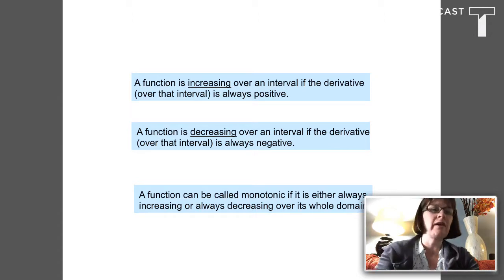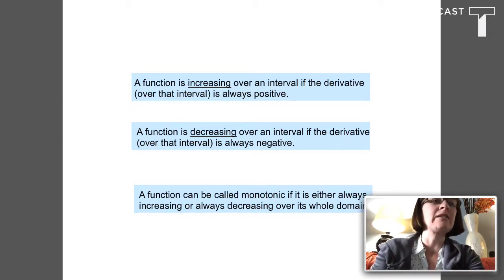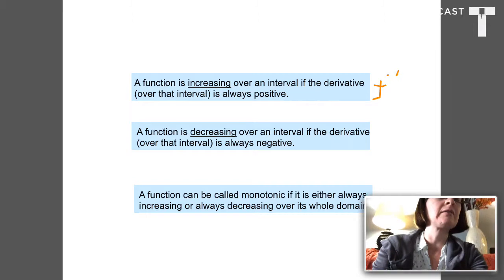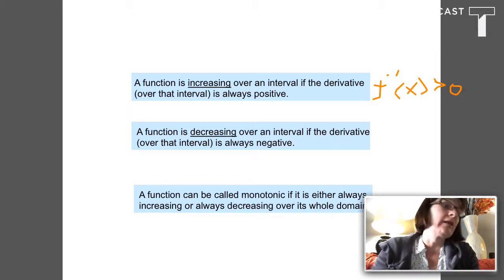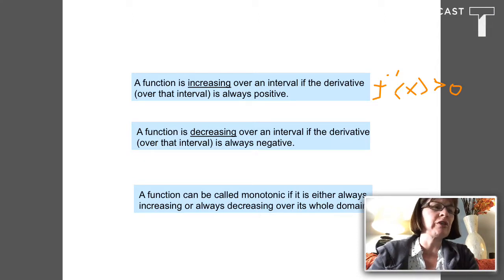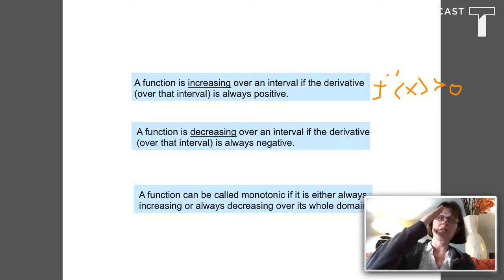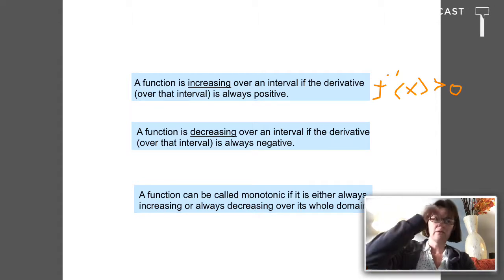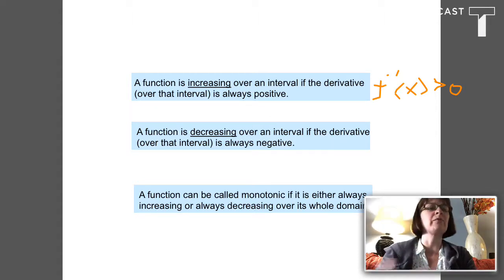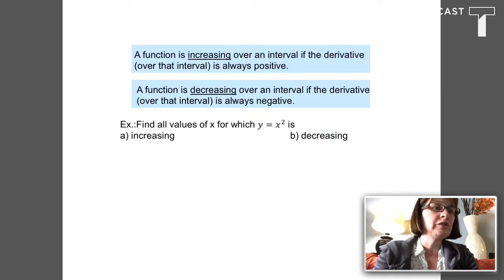If a function f of x is increasing, it's anywhere that f prime of x is greater than 0. Similarly, a function f of x is decreasing anywhere that f prime of x is less than 0. And just a quick definition, it shows up in your book, it's good to know. A function is monotonic if it's either always increasing or always decreasing. Most of the functions we use are both increasing and decreasing sometimes, but a function is monotonic if it only does one or the other. So we'll do some examples.